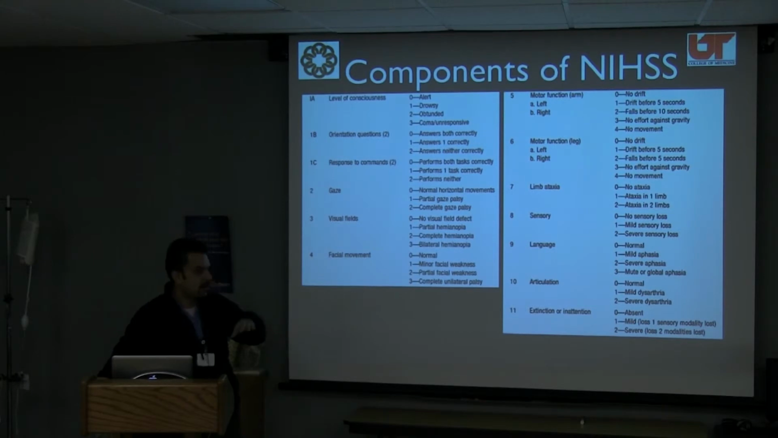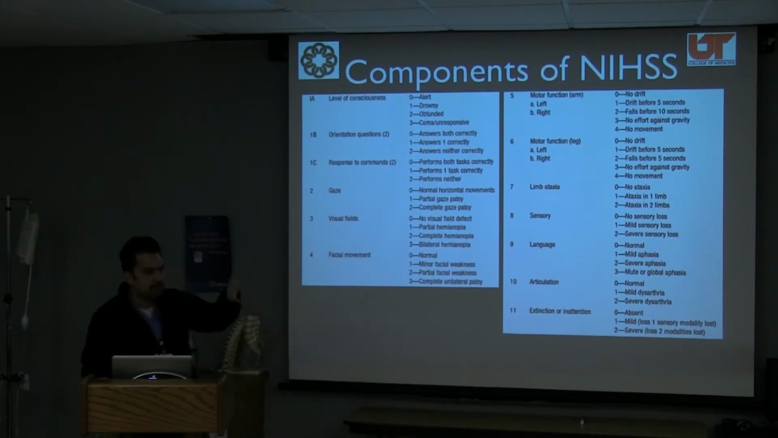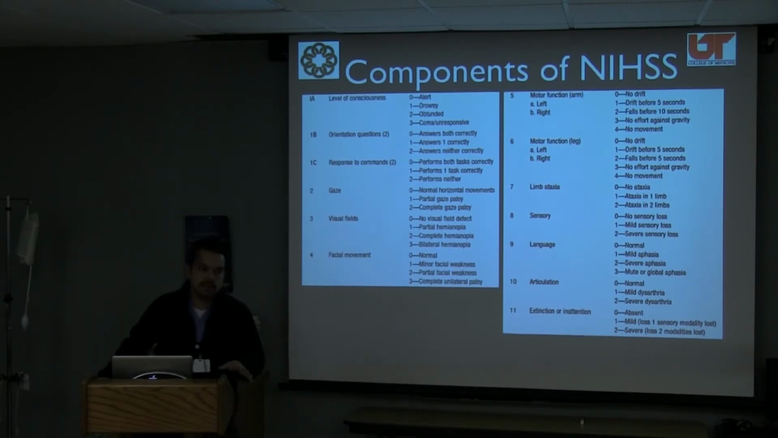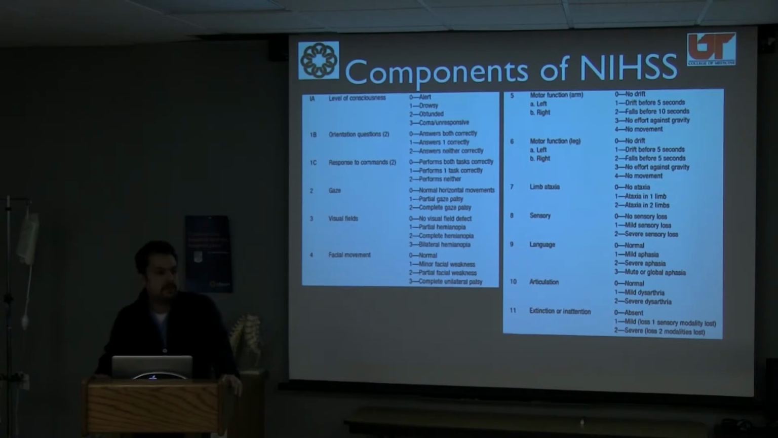So once you get an idea about the patient, you just do a brief, focused, modified NIH depending on the kind of deficit that person has. And that'll be more reliable than the Glasgow Coma Scale.